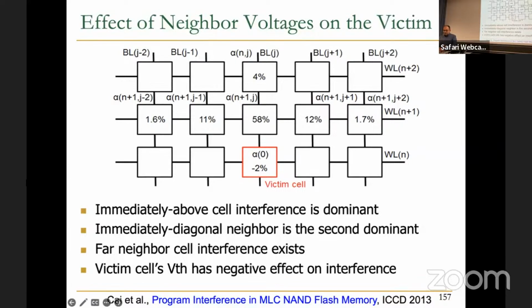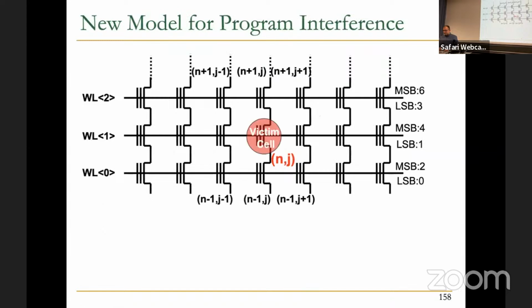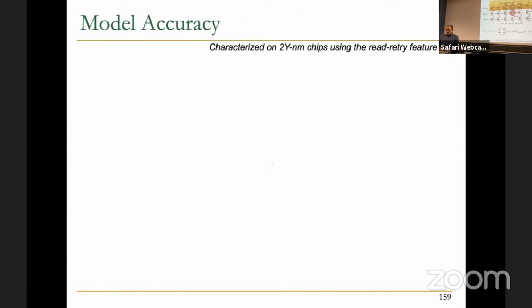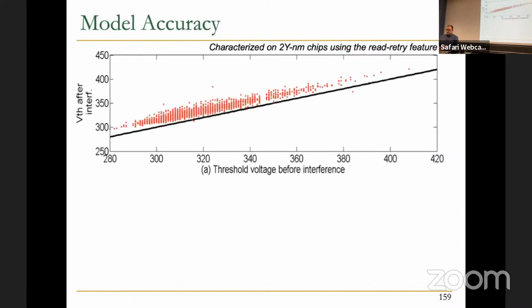Also, in our observation, the victim cell's VTH has a negative effect on interference, meaning that if you have a higher VTH, your cell will stay stronger against that interference. So that's why we designed this model, and you can see the accuracy result here.